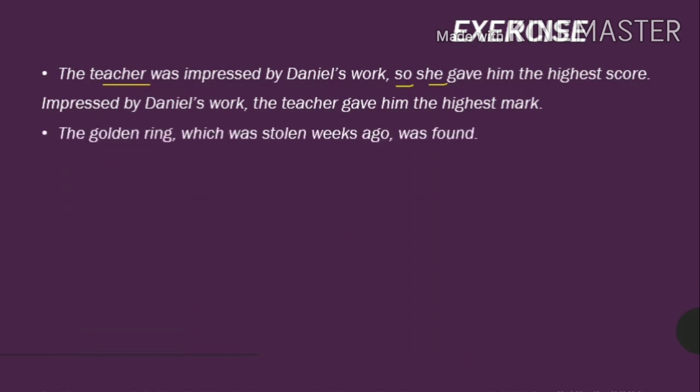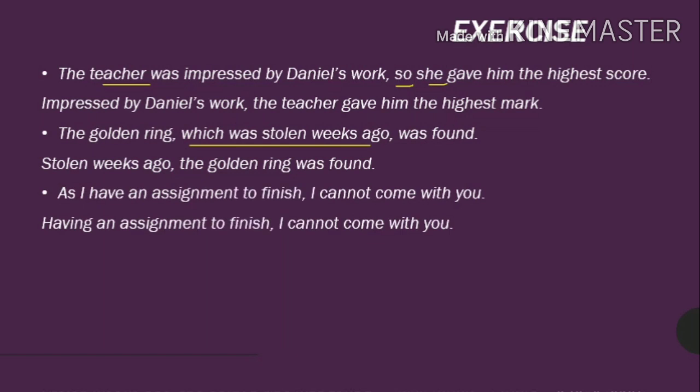Right, the next one, the golden ring which was stolen weeks ago. This is the information which is given about the golden ring. So put this in the front with the participle in the beginning of the sentence. Stolen a few weeks ago, the golden ring was found. As I have an assignment to finish, I cannot come with you. When you have to give a reason for the action in the main clause, we use a perfect participle. Having an assignment to finish, I cannot come with you.